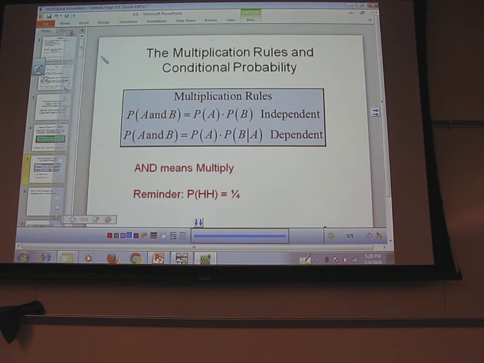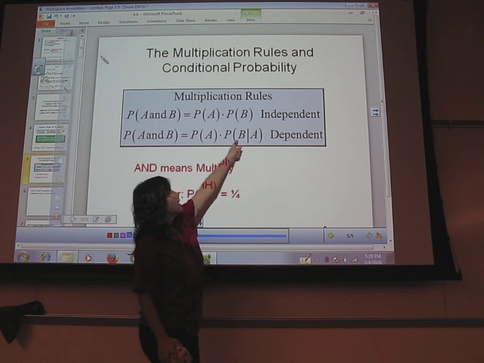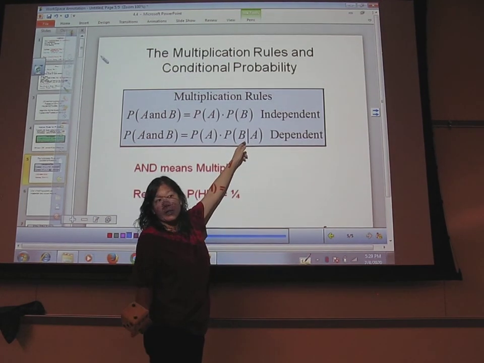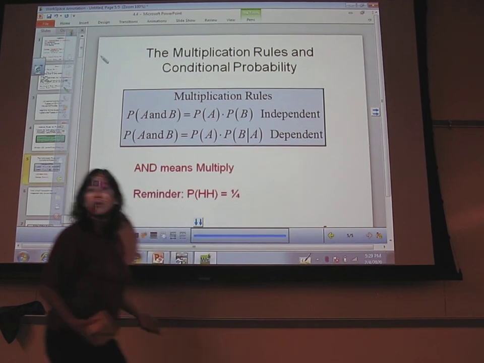I don't know if you guys remember, what's the probability I roll a 4? 1/6. What's the probability that I roll a 4 given I flip heads? 1/6. So 1/6, right? So these stay the same if they're independent.